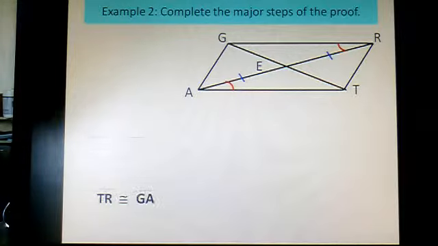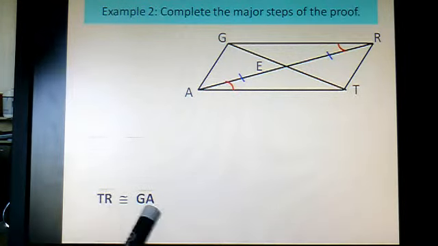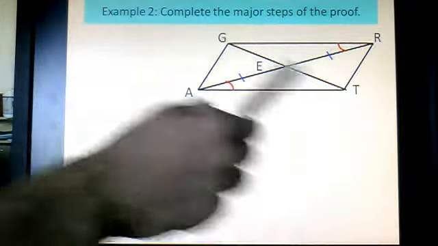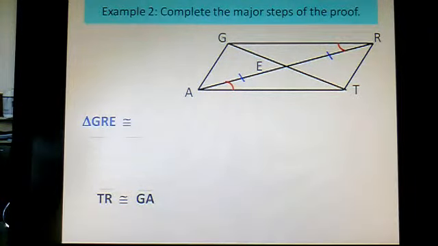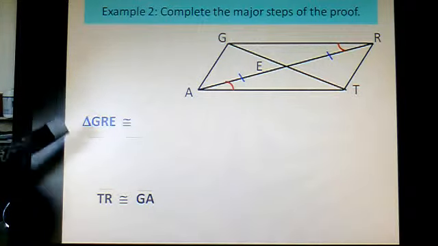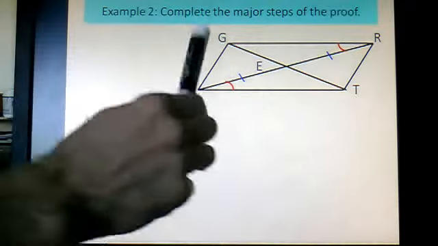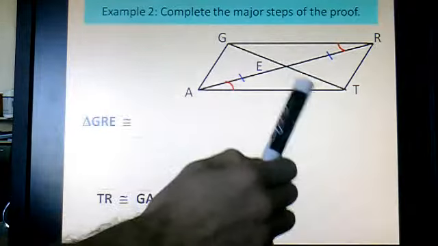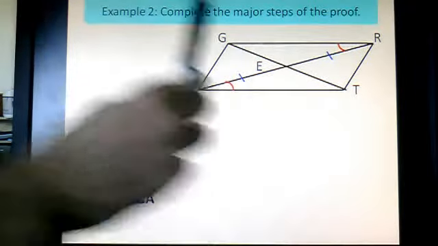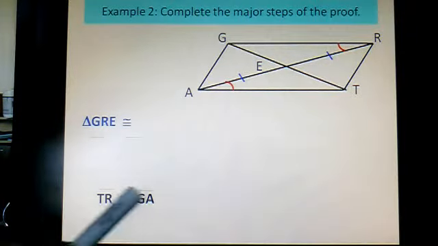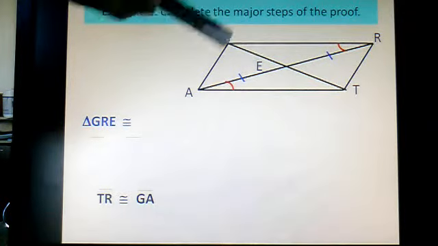Hopefully, you realized we're trying to prove at the end of this thing TR is congruent to GA, side GA. And in the beginning of the proof, you can prove that triangle GRE is congruent to the bottom triangle. You can get the top and the bottom. You can't initially get the left and the right, which is what we're after. I want to prove these two left and right sides, TR and GA, are congruent.